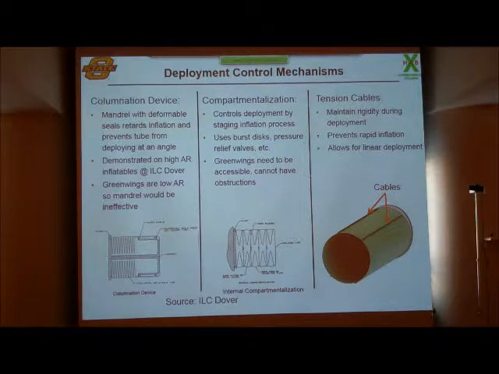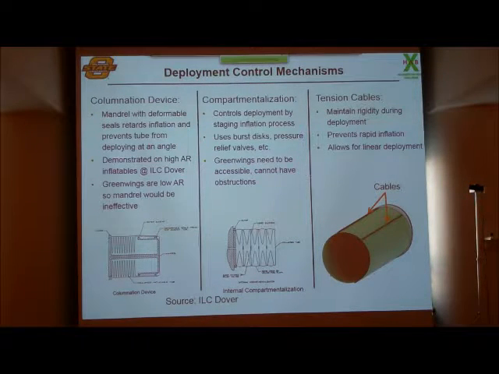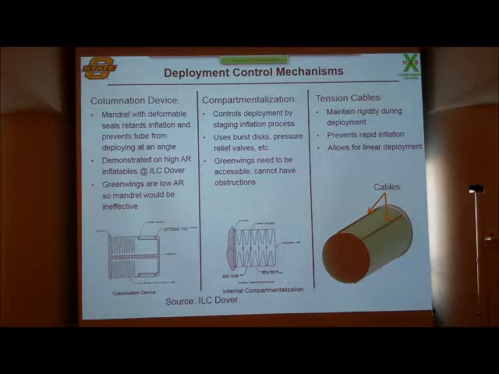As we began exploring the inflation, we realized controlling it is just as important as inflating it. We need to be able to control how it's being inflated so it's not flailing around or dragging on the ground. So initially we didn't have anything in mind. We came up with the tension cable idea, but explored a couple other options as well. The two on the left, the collimation device and the compartmentalization techniques, are both concepts by ILC Dover.